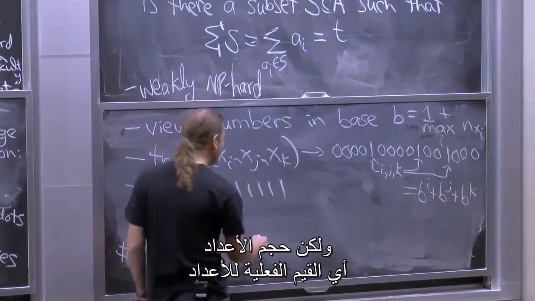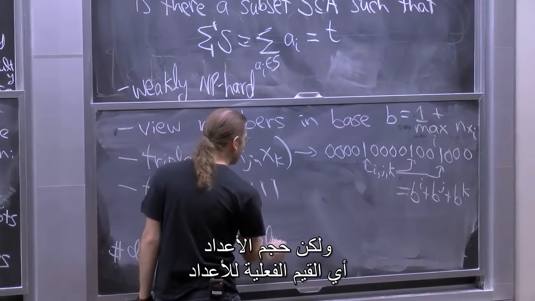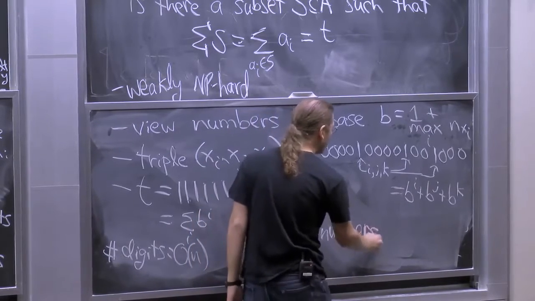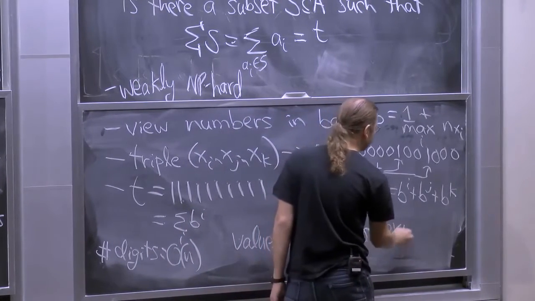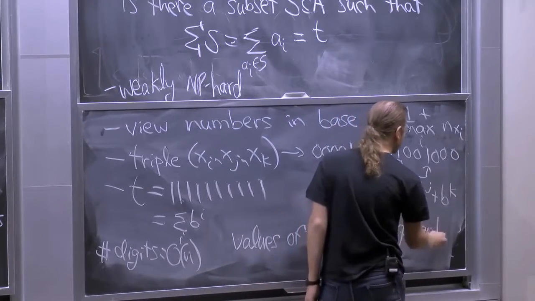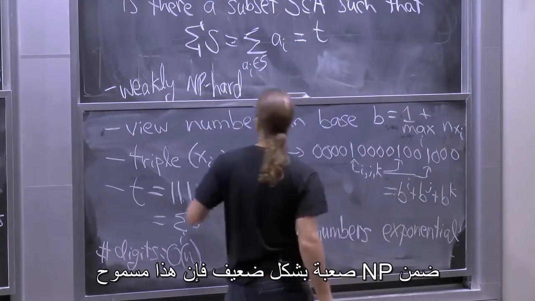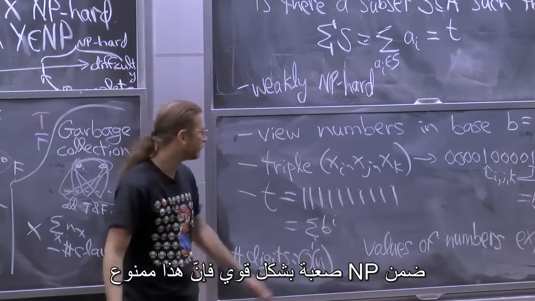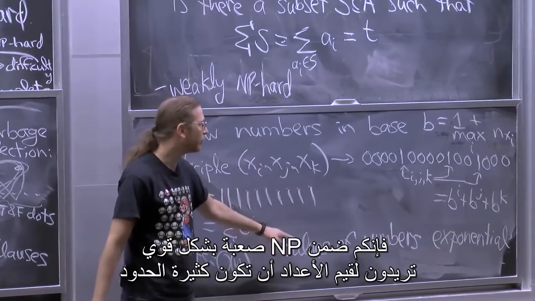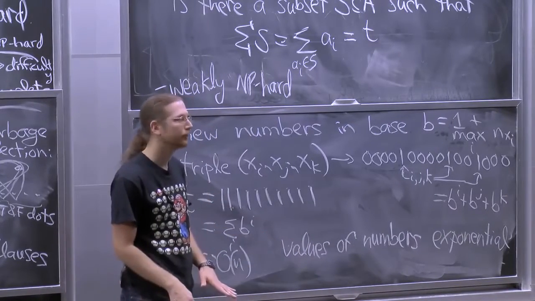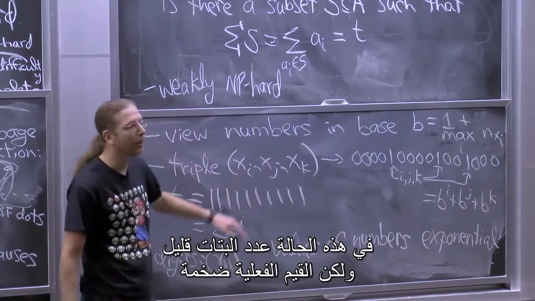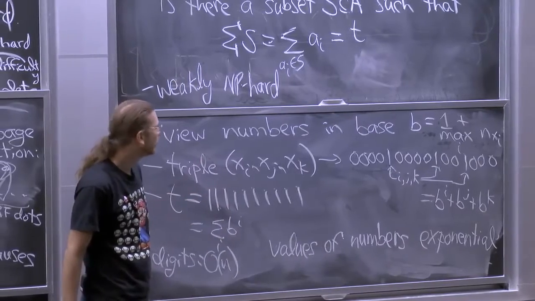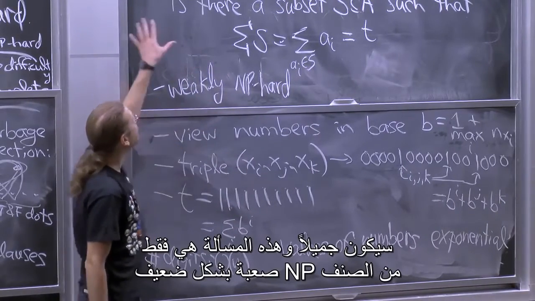But the size of the numbers, the actual values of the numbers, is exponential. With weak NP-hardness, that's allowed. With strong NP-hardness, that's forbidden. In strong NP-hardness, you want the values of the numbers to be polynomial. So in this case, the number of bits is small, but the actual values are giant, because you have to exponentiate. This problem is only weakly NP-hard.